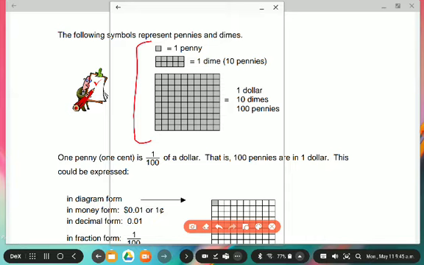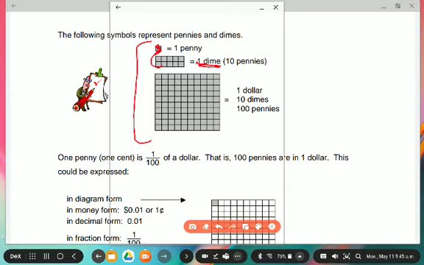What we've got here is a little block, a ones block, and that represents 1 penny. And if we've got 10 of those, we've got a 10 block. What does that represent? 10 pennies. But 10 pennies is a little bit hard to say. What's an easier way of saying 10 pennies? We've got 1 dime. So 10 pennies is actually just 1 dime.